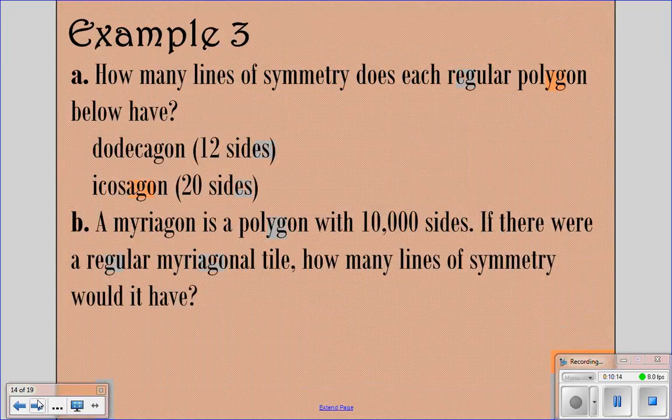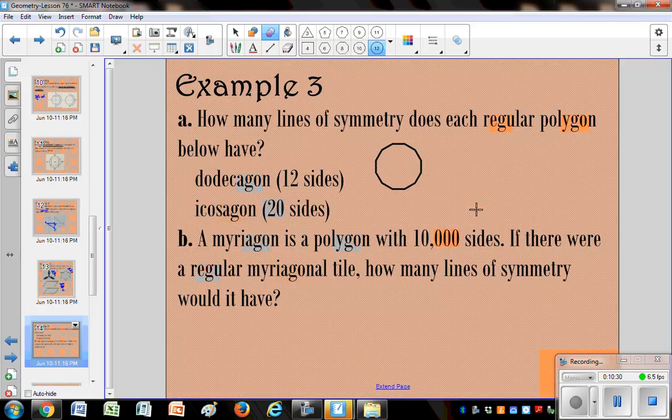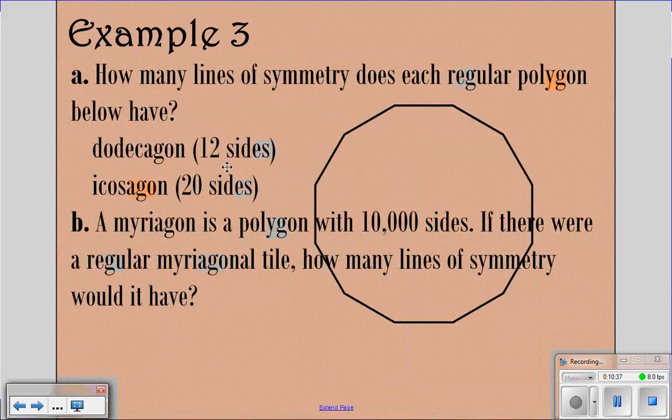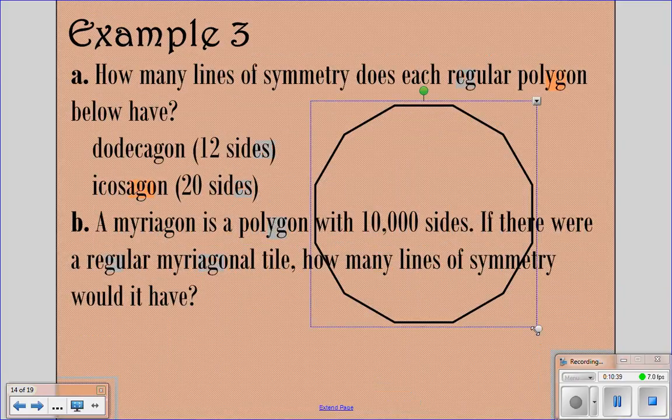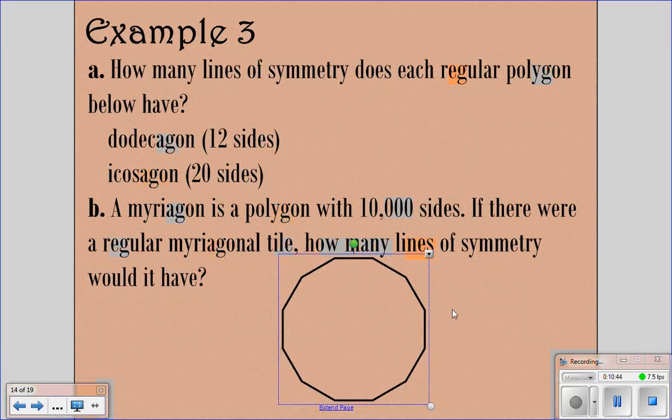Looking at the next example, how many lines of symmetry does each regular polygon below have? So we've got a dodecagon. I'm going to get the computer to draw a dodecagon for us. I'm going to do it kind of big. It doesn't go to a 20-sided figure, but we are going to use what we figure out with the 12-sided figure to figure out for the 20-sided figure. Alrighty, so we want to figure out how many lines of symmetry it has.